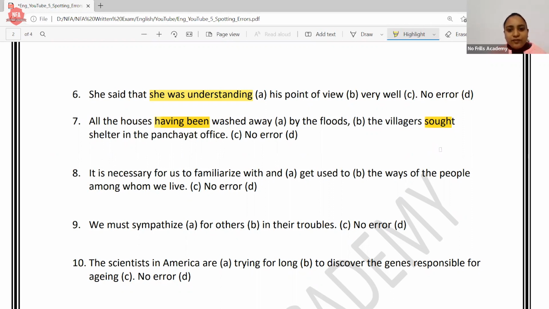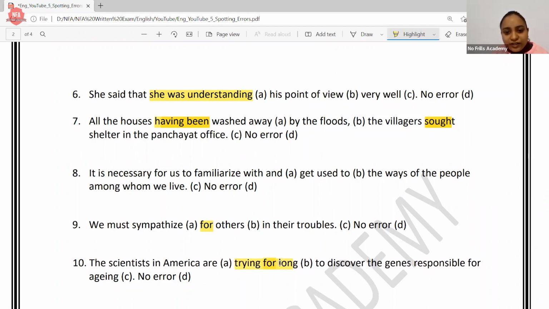It is necessary for us to familiarize with and get used to the ways of the people among whom we live. There is no error in this. We must sympathize with others. Instead of for others, we must sympathize with others. Preposition. Next. The scientists in America are trying for long.